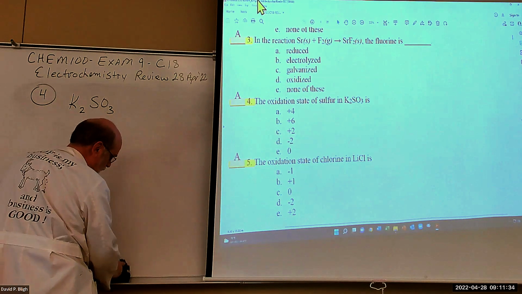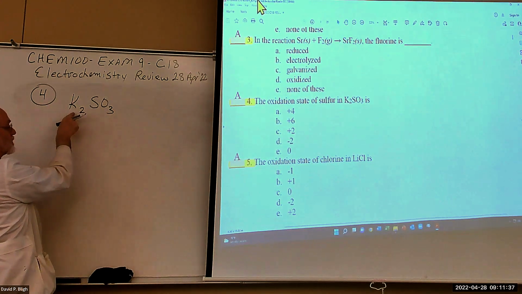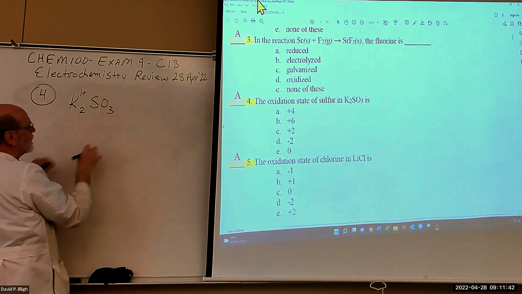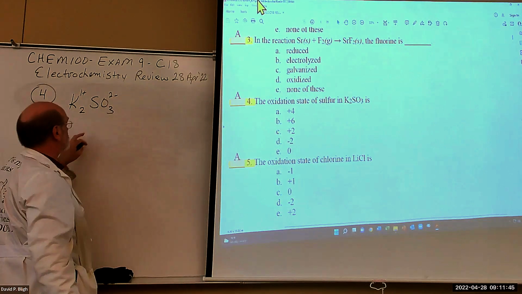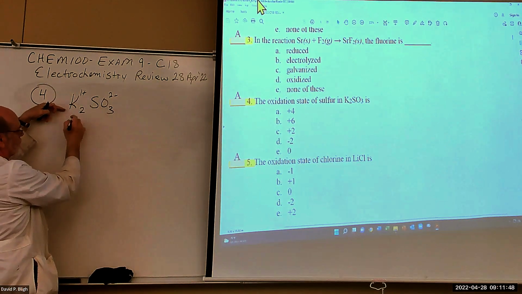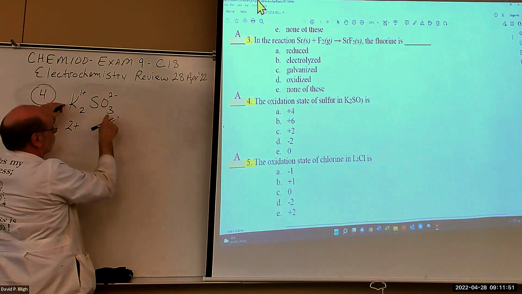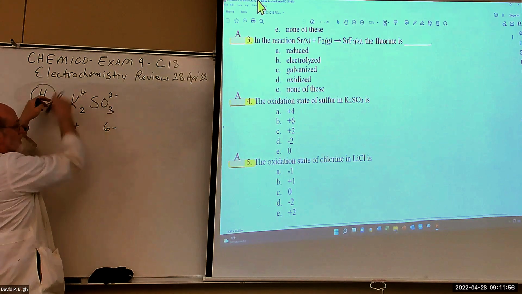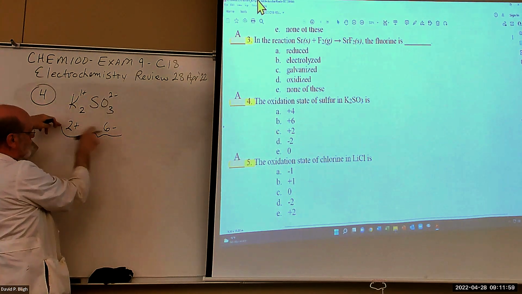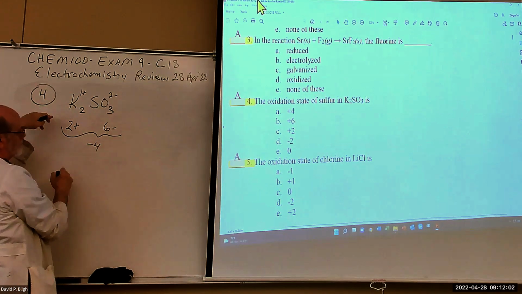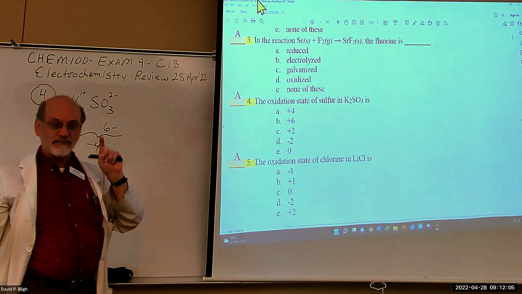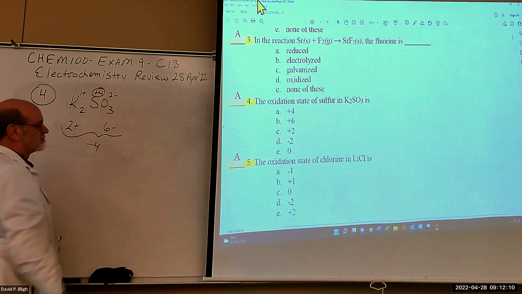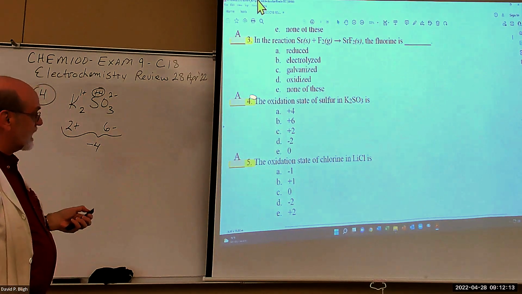Now, how about the oxidation state of sulfur? Well, we don't have any rules for sulfur. We do have rules for the potassium as an alkali metal. It's a +1. And oxygens are 2 minus. So the potassiums together are 2 plus, and the oxygens together are 6 minuses. This is a neutral compound. So these two together are -4. That means that 1 sulfur has to balance that -4 with a +4. And we're A again.